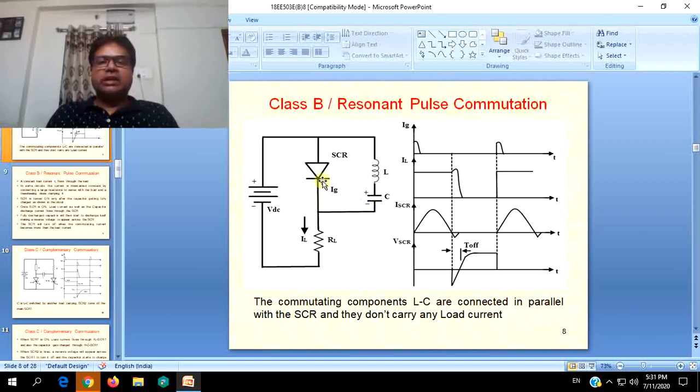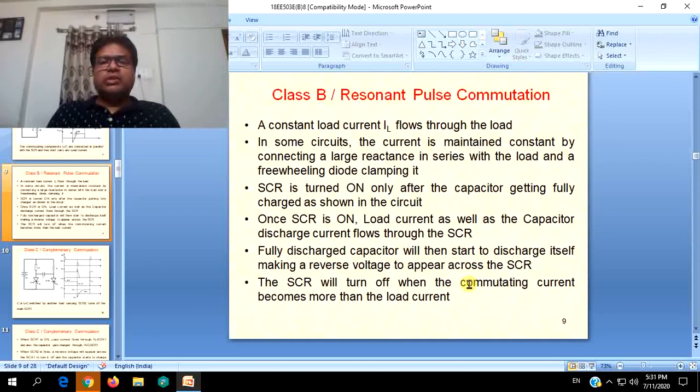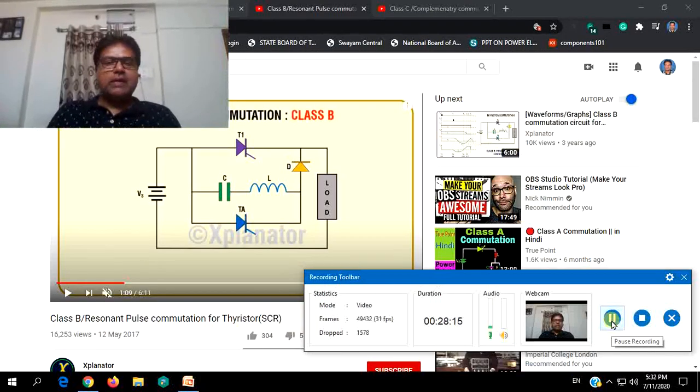As a reverse current is flowing across the SCR, it is also called current commutation. The SCR will turn off when the commutating current becomes more than the load current. So that is the working of class B or resonant pulse commutation. We will just go through a simple animation video to understand this resonant pulse commutation with a different configuration.